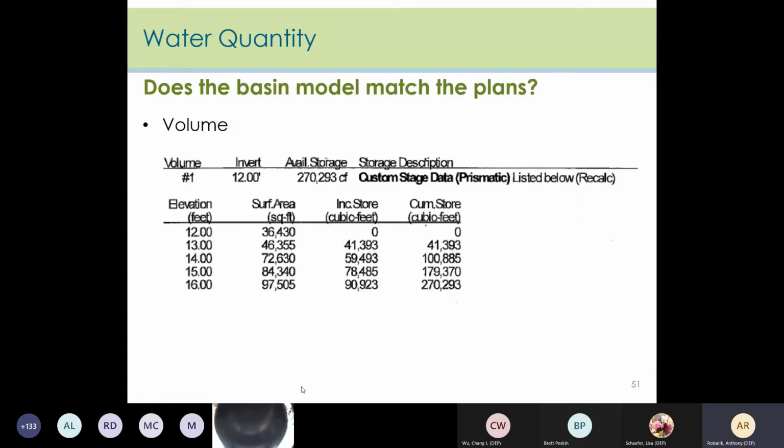Okay, the next thing that we're going to check is if the shape and the volume of the basin match what they are actually going to construct. This is from the Stormwater Management Report. It shows the elevation versus surface area for the different levels or increments of the basin from an elevation of 12 to 16 feet. So I'll check 1 or 2 of these to see if they're correct, and if they are, I'll assume the others are also correct.